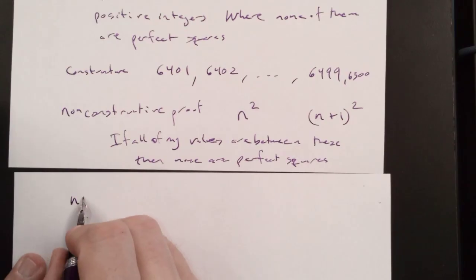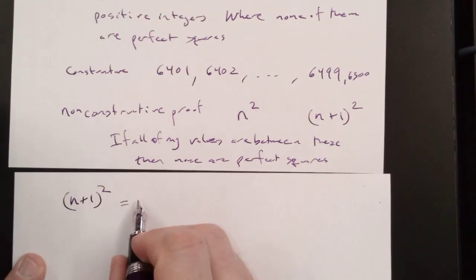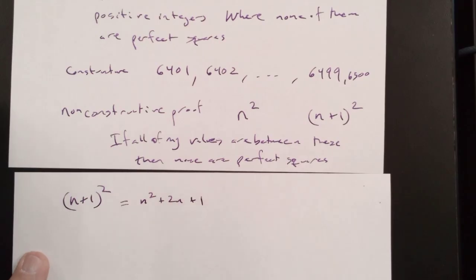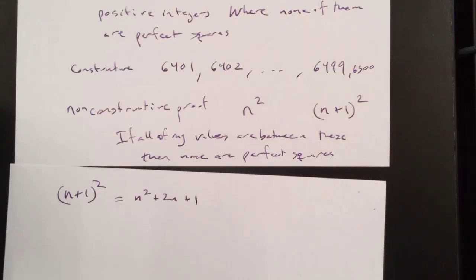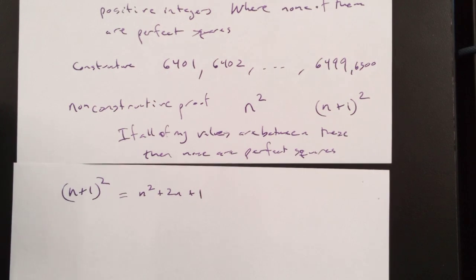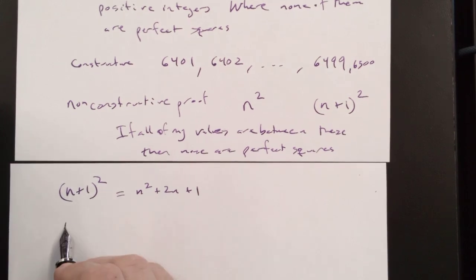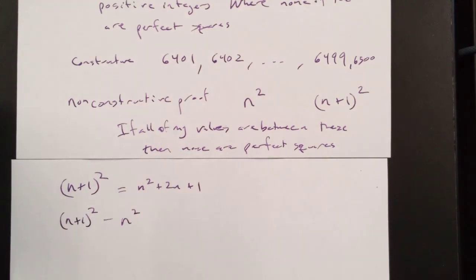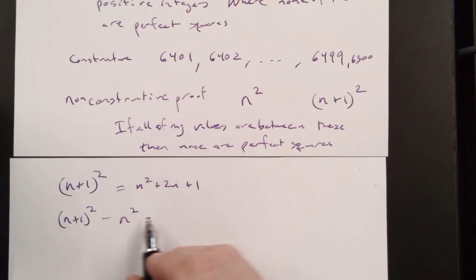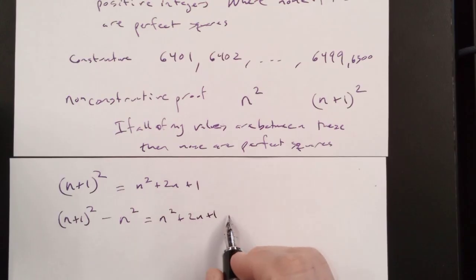N plus 1 squared is n squared plus 2n plus 1. Yes? How many numbers are between these two? Oh, that would be the difference, right? So if I take n plus 1 squared minus n squared, that tells me how many things are in the middle. But that's n squared plus 2n plus 1 minus n squared. That's 2n plus 1.